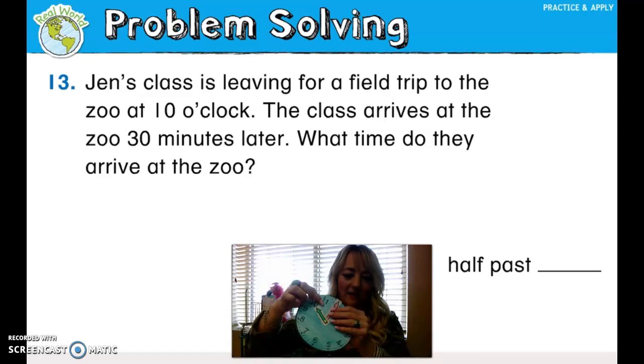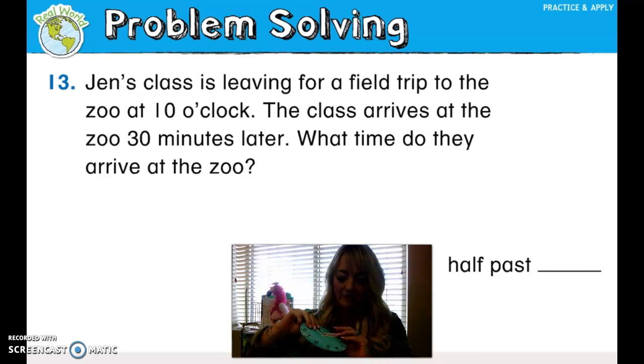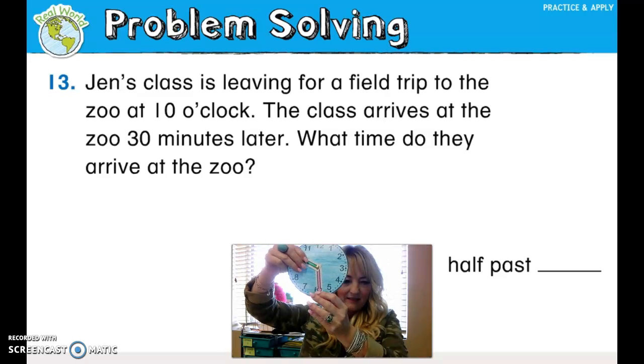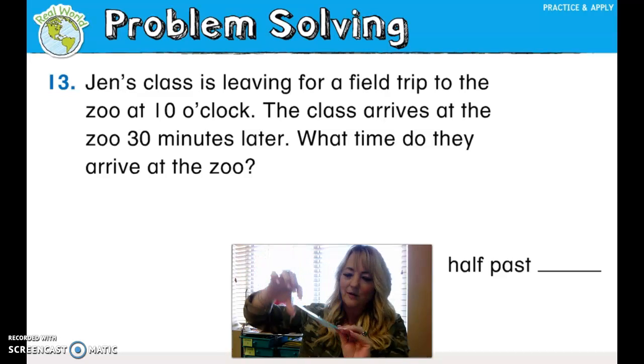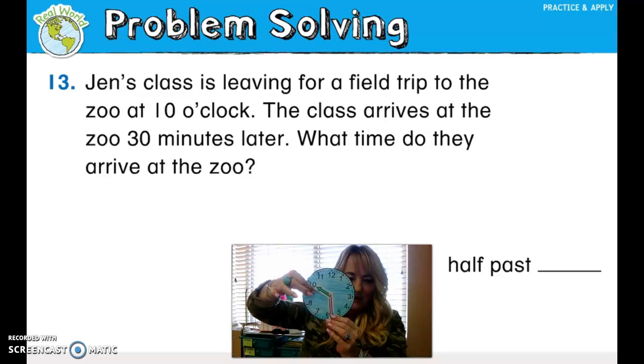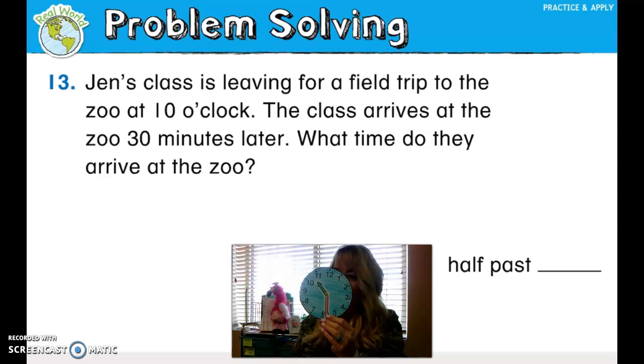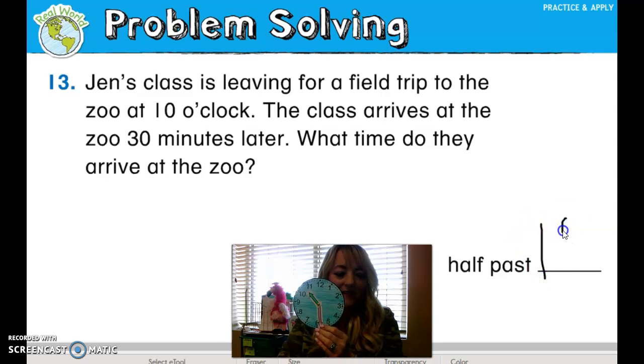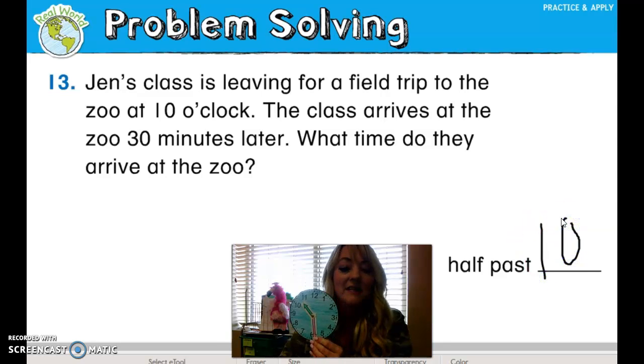So we're going to take our minute hand and go all the way to the 6, which shows 30 minutes. It took them 30 minutes. But then we also have to move our hour hand halfway between because it's 10:30. Not quite 11, 10:30. So we would say they arrived at the zoo at 10:30.